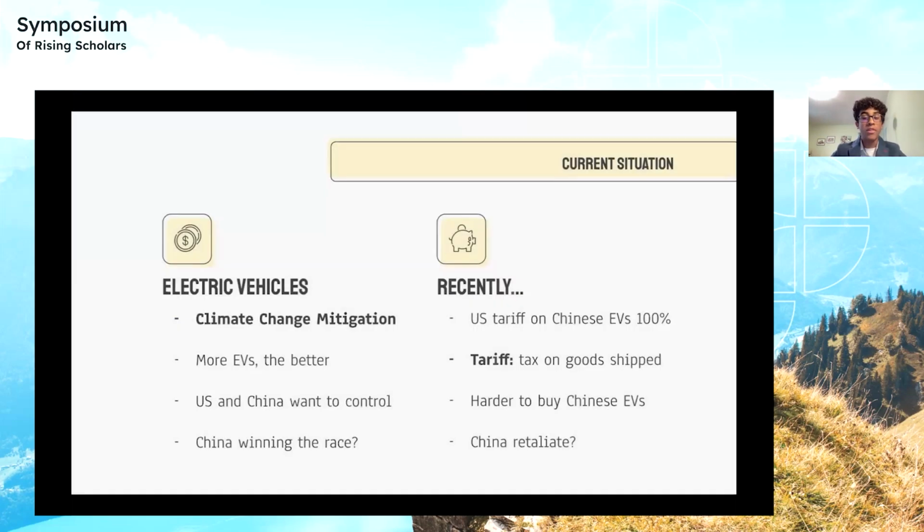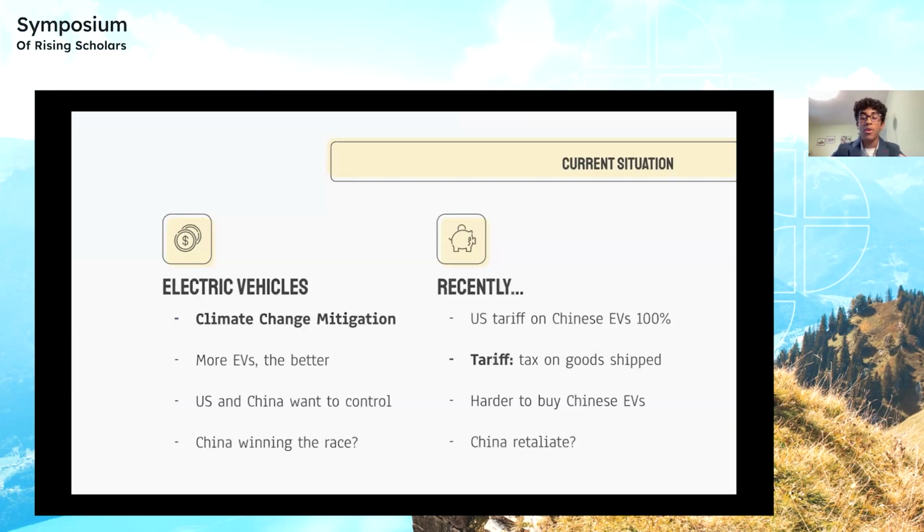Right now, electric vehicles are huge for climate change mitigation. The more electric vehicles in use, the better it is for global efforts against climate change and against carbon emissions. As a result, obviously, both the United States and China want to control the market and create the best possible electric vehicles. Despite the US having a head start, China is currently winning the race with newer and better electric vehicle products.